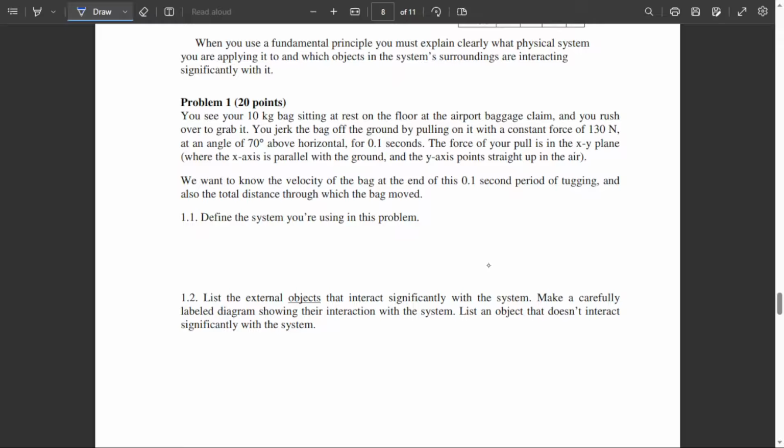Alright, so step 1. It says you should define a system. I think we should first just draw a picture. So we have a 10 kilogram bag. We're going to call this M for mass, which is what the bag is. And we are jerking the bag with a force of 130 newtons at 70 degrees above horizontal. So that's maybe something like this. This is our force. And this angle is 70 degrees.